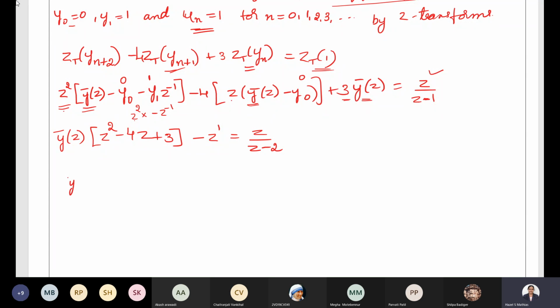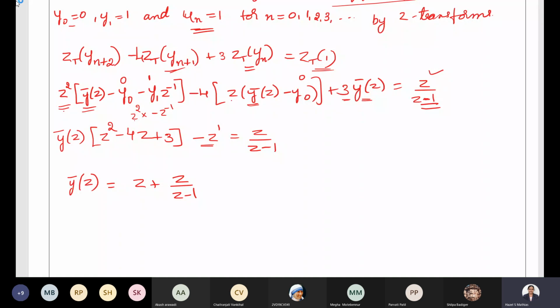Now we need y bar of z. In order to find that, we take this to the other side. It is z minus 1, sorry. When we take minus z to the other side, it will be plus z, correct? It will be plus z.